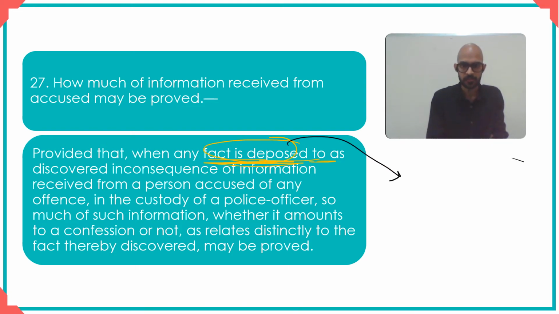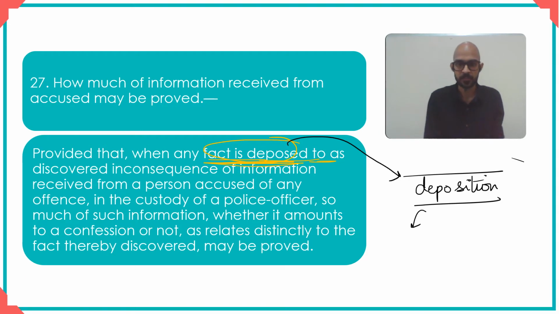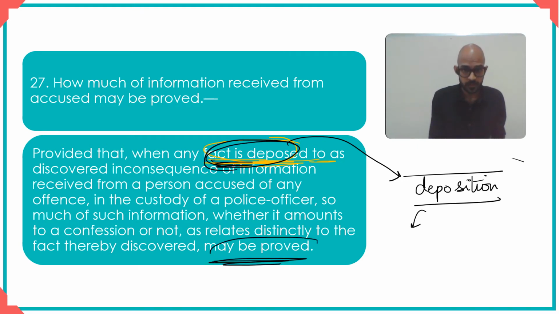Deposition, when you say something is deposed or a deposition, is basically something which has been made before the court, a statement which has been made before the court. So what you can see here is that the essence of this section is that when a certain fact has been deposed, it may be proved. You get the main idea of what section 27 does.